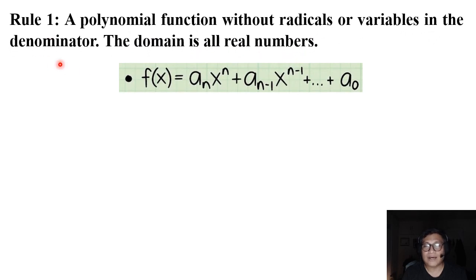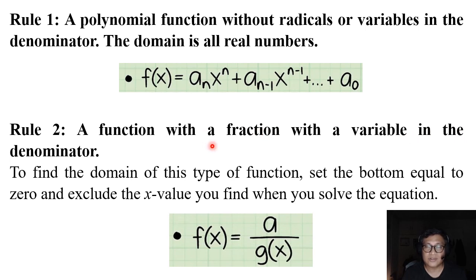So again, going back to rule number 1, if a polynomial function is given without any radicals or variables in the denominator when simplified, then the domain is all real numbers. But if a function has a fraction with a variable in the denominator, then to find the domain, we set the denominator equal to 0, then solve for that x value, and that will be excluded from the domain. So that will not be part of the domain.